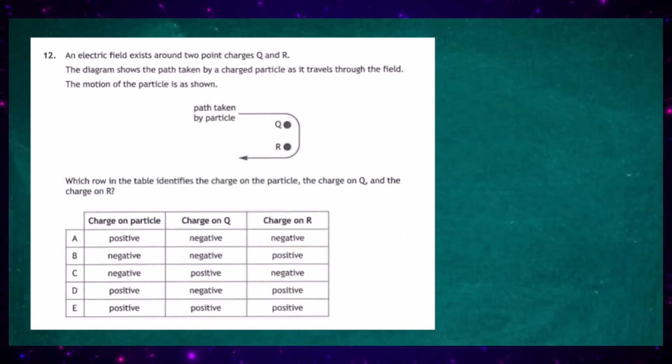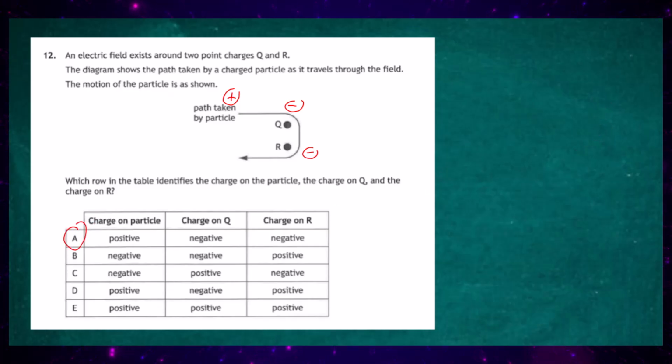Question 12. An electric field exists around 2 point charges Q and R. The diagram shows the path taken by a charged particle as it travels through the field. You can see the particle is coming along this way and then sweeps around like that. It asks which row in the table identifies the charge on the particle, the charge on Q and the charge on R. Quite simply, if it's a positive charge here, it's going to be attracted to a negative charge here and it moves towards here, and of course it's going to be attracted to a negative charge here as well and then sweeps away. So the answer we're looking for is positive, negative and negative, and our response is A.